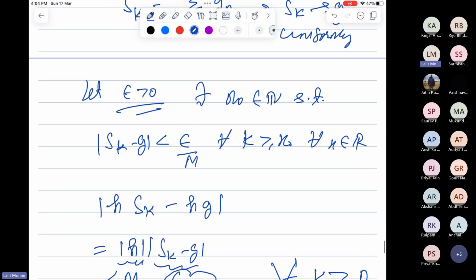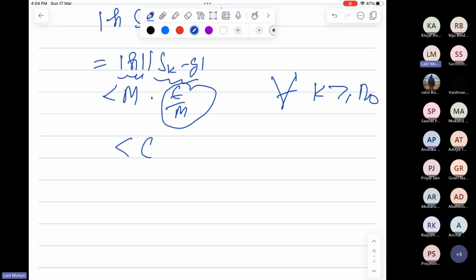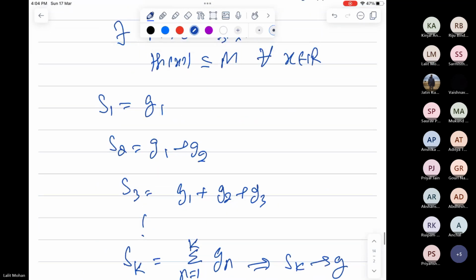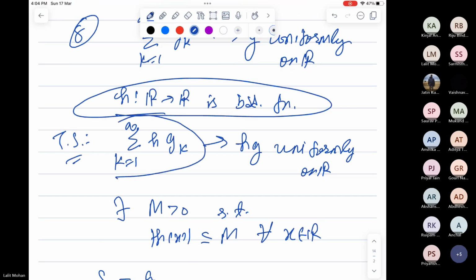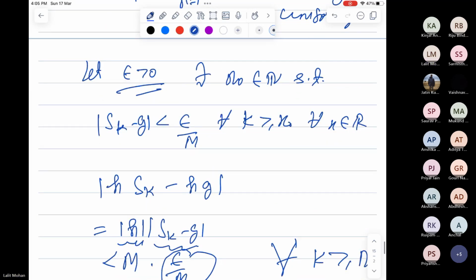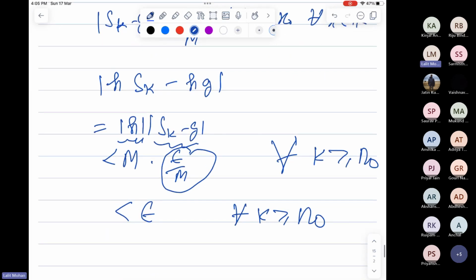Just by the definition of uniform convergence, this will be less than epsilon for all k greater than or equal to n naught. And you know that this h of Sk will be the sequence of partial sums of this series, right? So the sequence of partial sums converges to h of G.